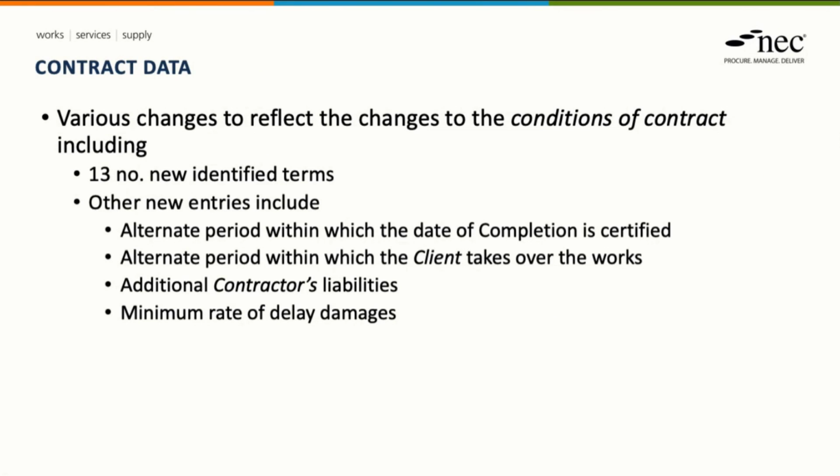Lastly, contract data. As you may have picked up as we've gone through this presentation, there were a number of new identified terms. So identified terms are terms in italics. We have 13 new identified terms, so that requires 13 new entries in contract data. In addition to those new identified terms, there are a number of other new entries that are required in contract data as a consequence of the changes within the Hong Kong edition.